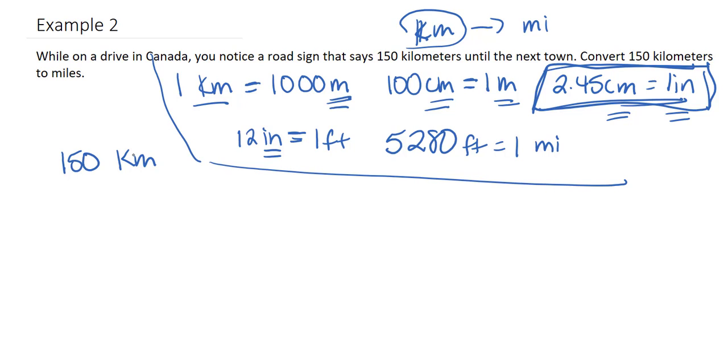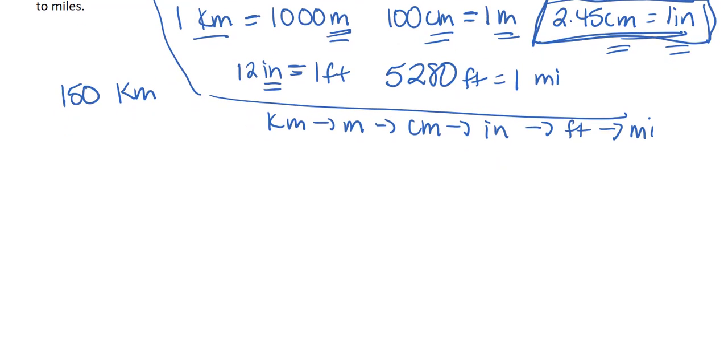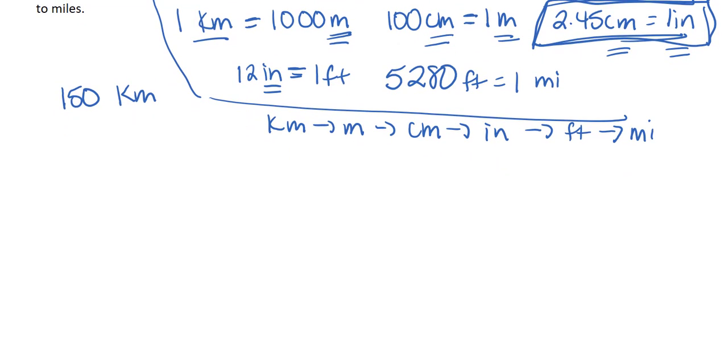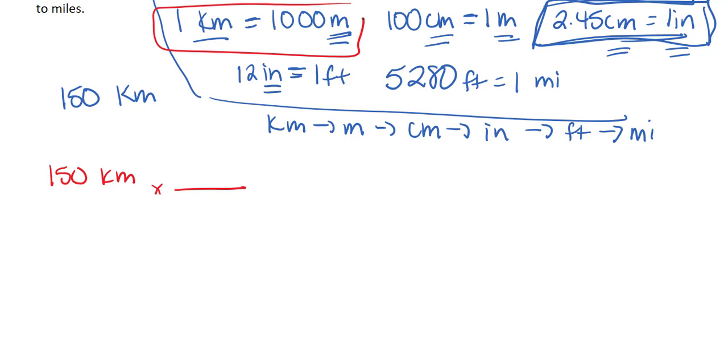So now we can go ahead and set it all up, right? Because we notice that we're having to go from kilometers to meters to centimeters to inches, to feet to miles. So we have a multi-step process here. So let's start there. If we know 150 kilometers is what we're starting with, let's use this. So we're going to put the 1 kilometer on the bottom and the 1,000 meters on the top.